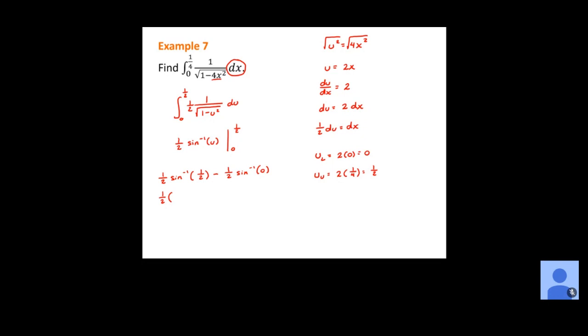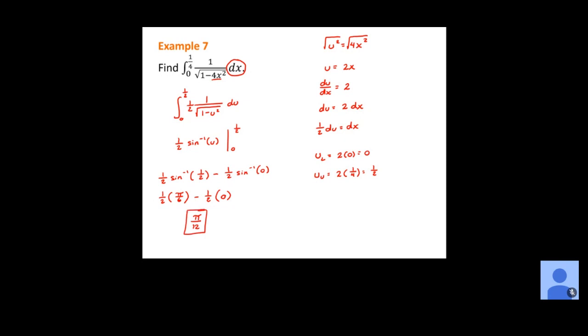We actually did this one earlier. That was pi over 6, right? So again, we're looking for the angle whose sine is 1/2. That gives us pi over 6 minus 1/2. What's the arc sine of 0? 0, right? So the angle whose sine is 0 is 0. That's just going to give us 0 down there. So we really just end up with 1/2 times pi over 6. So that should just give us pi over 12. And that would be our answer.